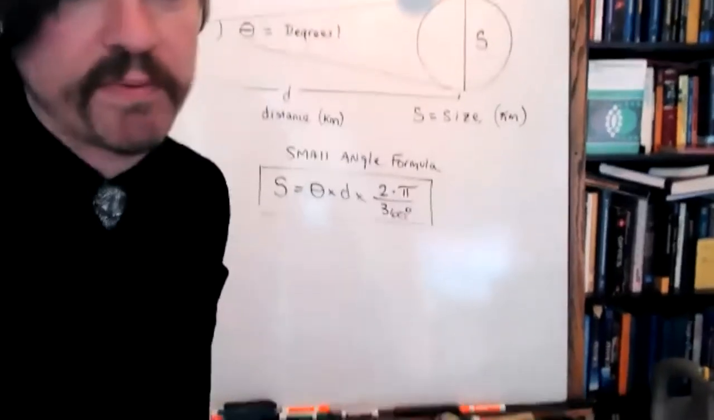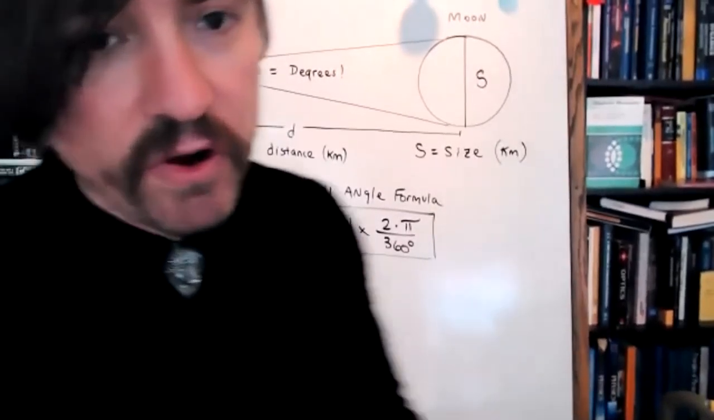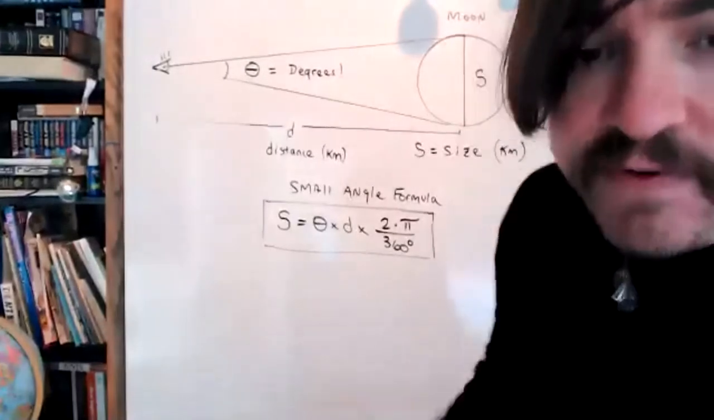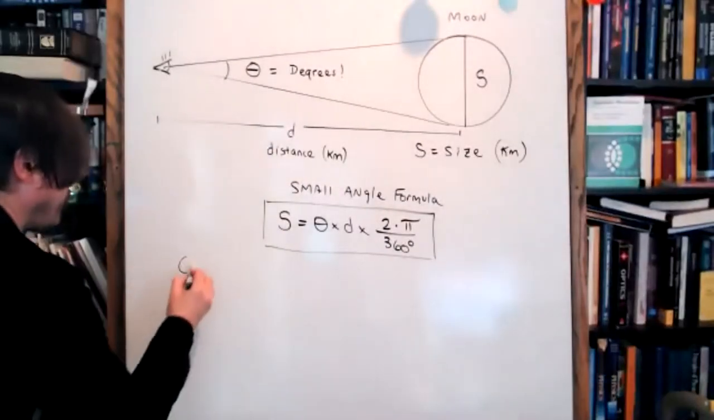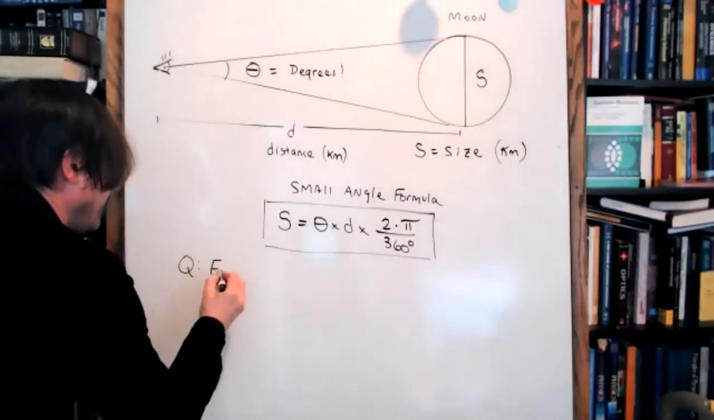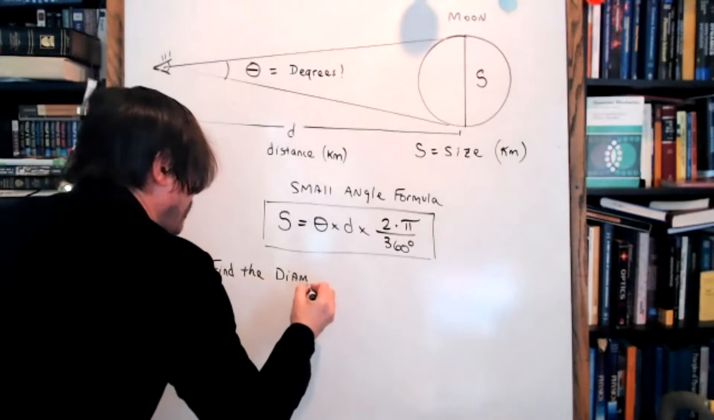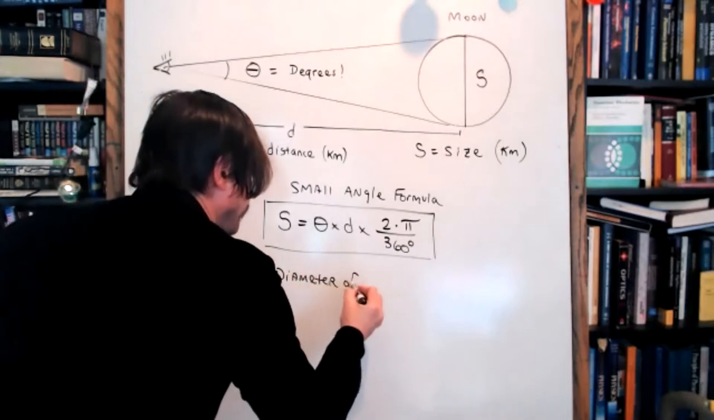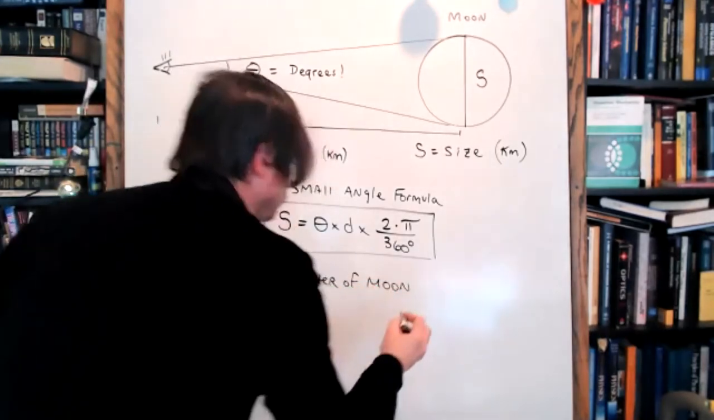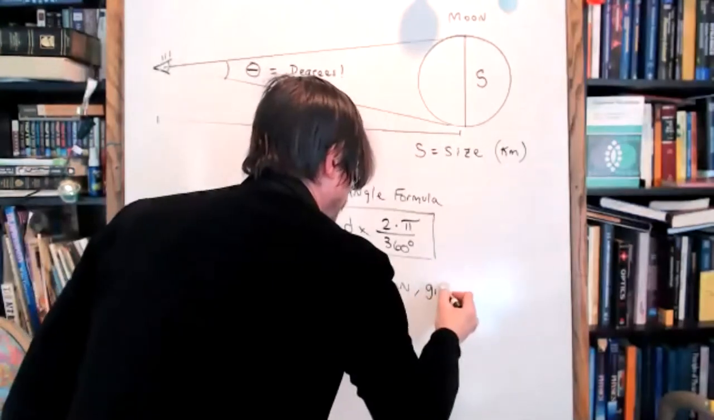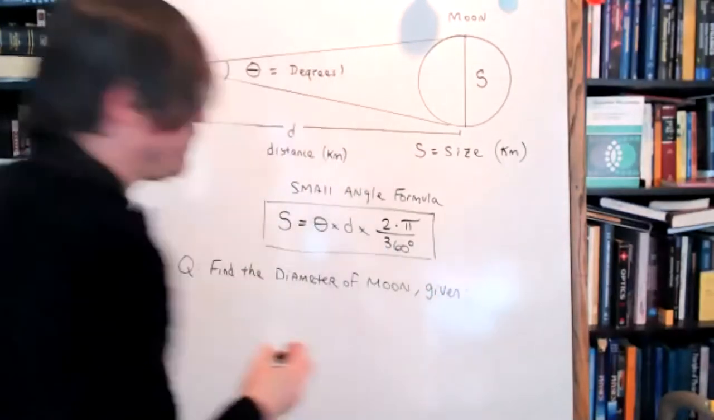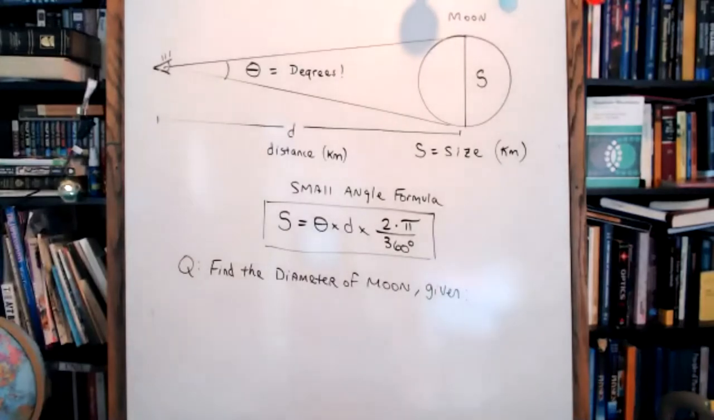Okay, let's try a sample problem. You're going to be using this in your homeworks today. Two out of our five homework problems involve the small angle formula. So let's try a sample question. Find the diameter of the moon given the following pieces of information.